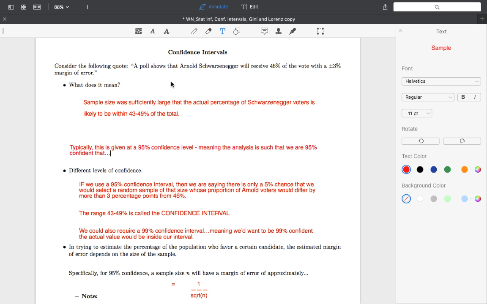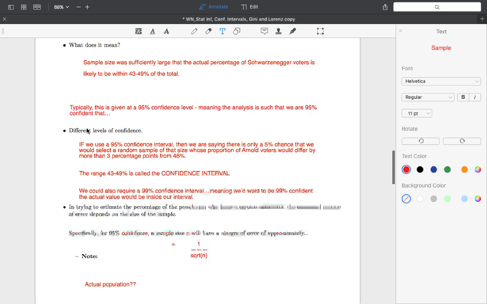Now, this language of "is likely to be" is important, because that again says is likely to be. There's some uncertainty. In other words, how likely? Typically this is given at a 95% confidence level, meaning that the analysis is such that we are 95% confident that Schwarzenegger's vote total is going to be between 43 and 49%. That 95 isn't just pulled out of thin air. If you remember statistical significance and p-values, p less than or equal to 0.05, or 5%, 95% is that complement there.